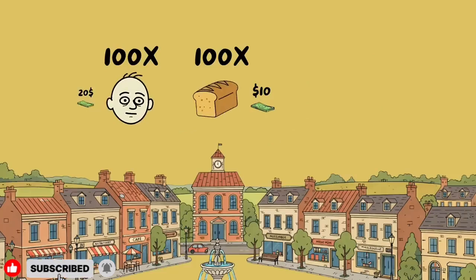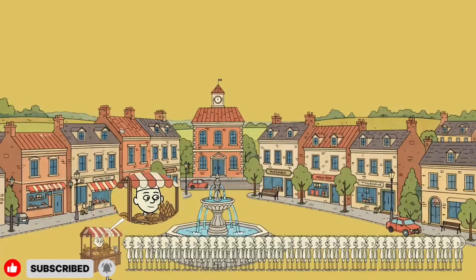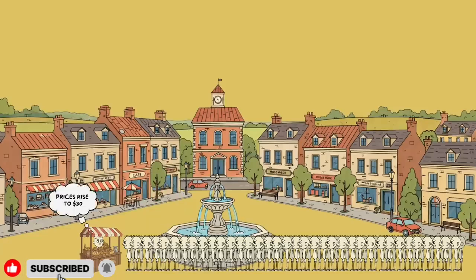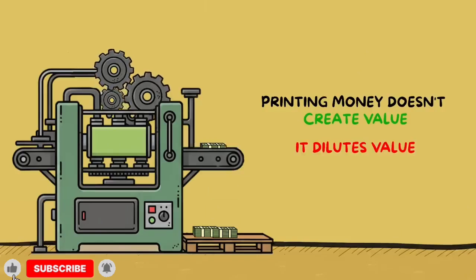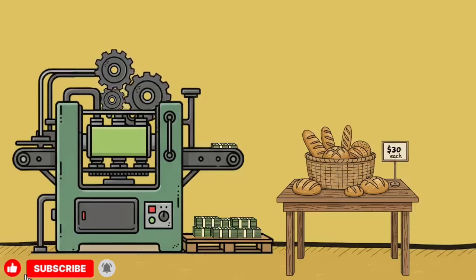Suddenly, people have more money, but there are still only 100 loaves of bread. Everyone rushes to buy bread, and the baker realizes people will pay more. Prices rise to $20, then $30. The money in your pocket didn't make you richer. It just made everything more expensive. That's inflation. Printing money doesn't create value. It dilutes value. When more money chases the same amount of goods, prices climb until the extra cash becomes worthless.